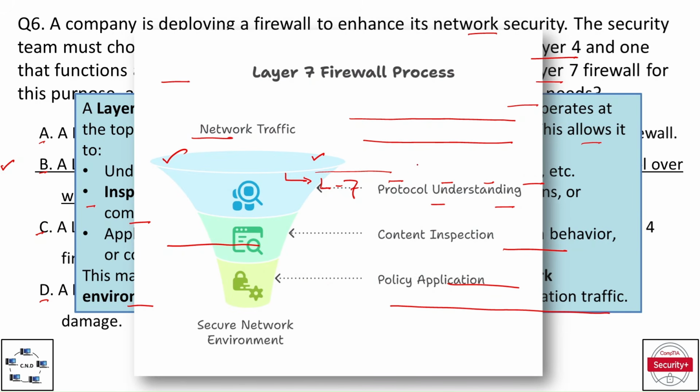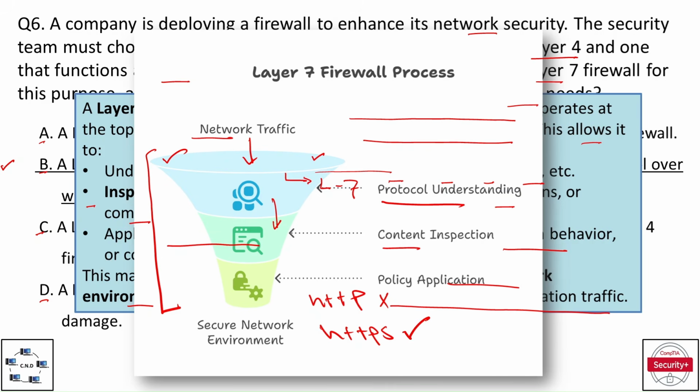So this is a visual representation of a layer 7 firewall. This is the network traffic, and you can consider this as a layer 7 firewall. This layer 7 firewall understands the protocols. It can inspect the content flowing through, and you can apply application level policies through this firewall. Let's suppose you can apply a policy that the HTTP traffic should be blocked while the secure HTTPS traffic will be allowed through. This is the policy application of a layer 7 firewall.